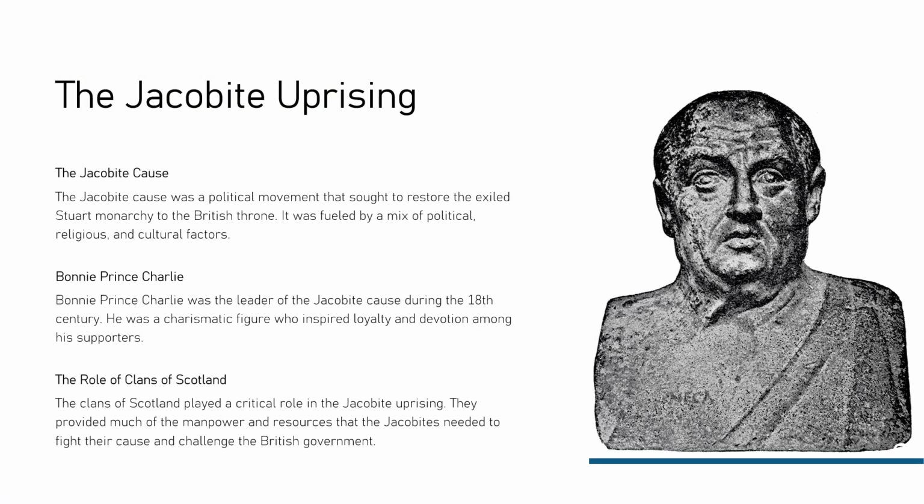The Jacobite uprising. The Jacobite cause. The Jacobite cause was a political movement that sought to restore the exiled Stuart monarchy to the British throne. It was fueled by a mix of political, religious, and cultural factors. Bonnie Prince Charlie was the leader of the Jacobite cause during the 18th century. He was a charismatic figure who inspired loyalty and devotion among his supporters.